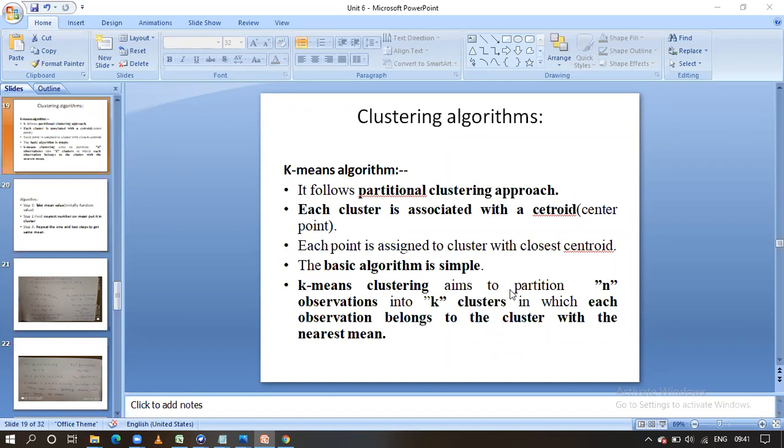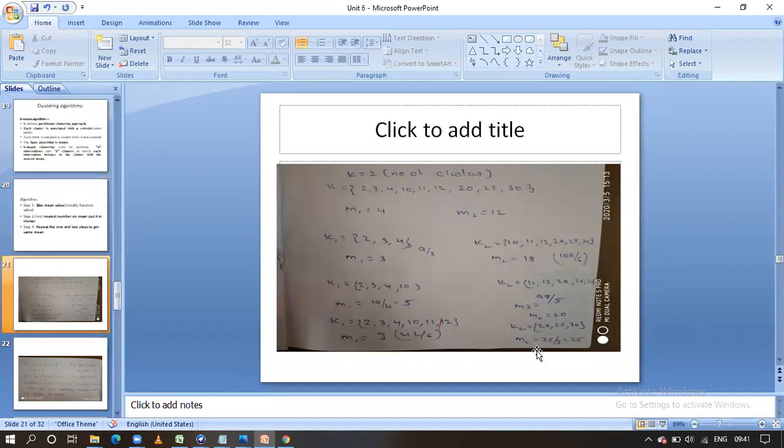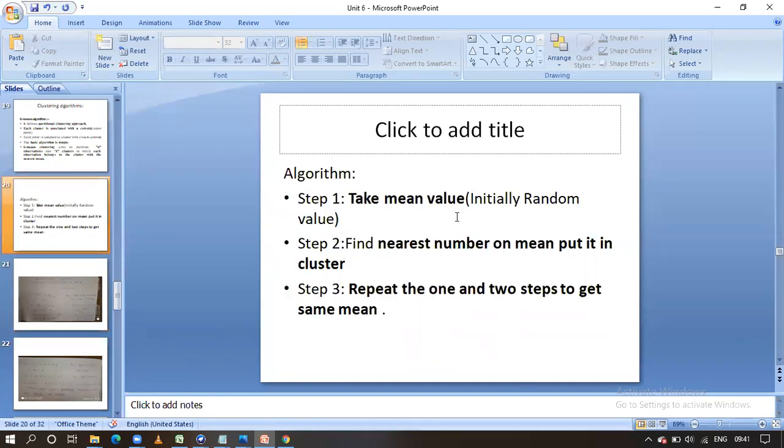Okay, guys, let us see the algorithm related to k-means. This is the simple k-means algorithm, guys. Initially, suppose I want to divide the overall data objects into three clusters. Here we have to take three random mean values, which we call the centroids. We have to take three random centroid values.